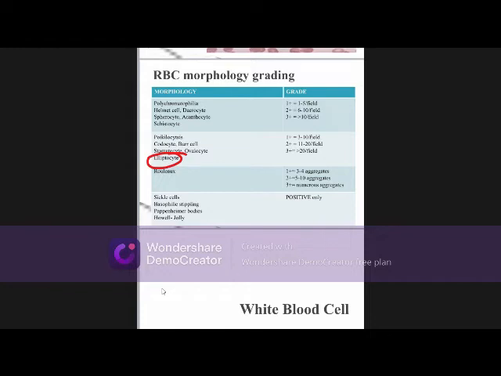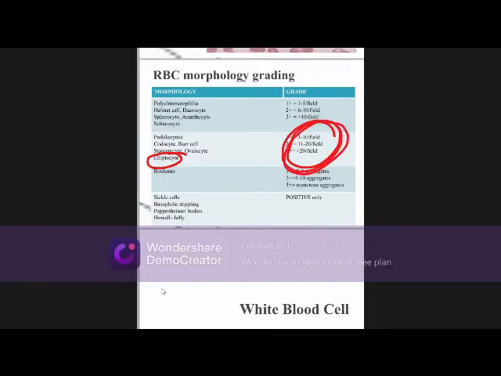Tingin nyo, will it be considered as significant? No. Hindi. Isa lang eh. Right? Isa lang talaga yung nakita nyo. Nilibot nyo na yung buong smear. Isa lang yung nakita mo. Technically, it's abnormal, yes, but it's not considered as significant. Kaya, there would be appropriate reporting for that.